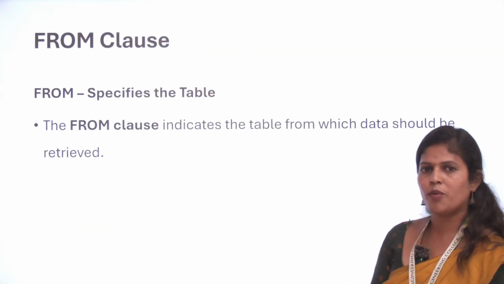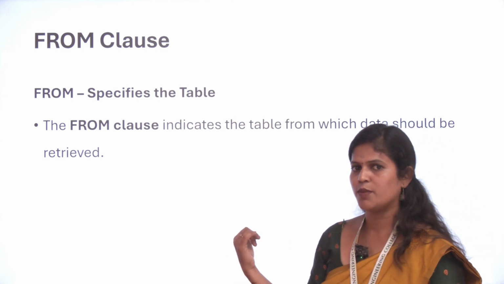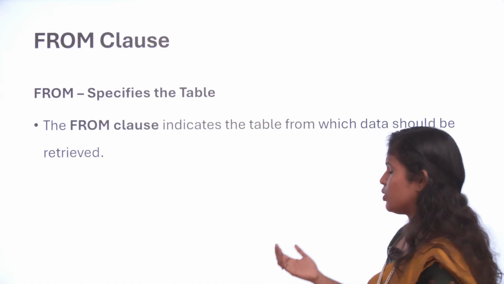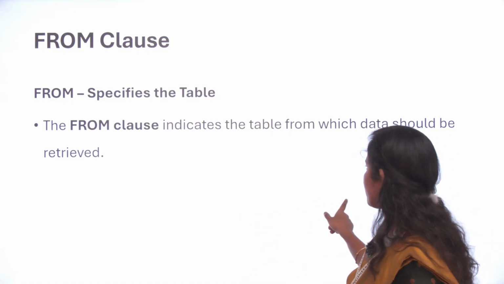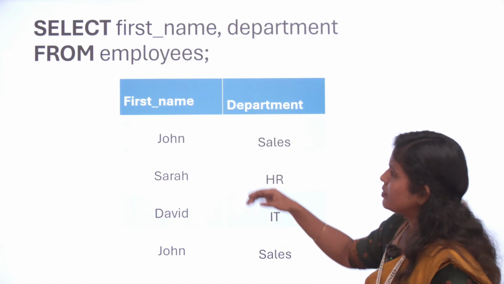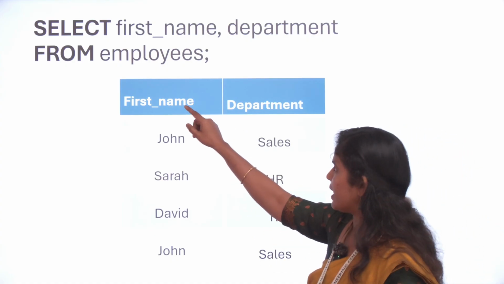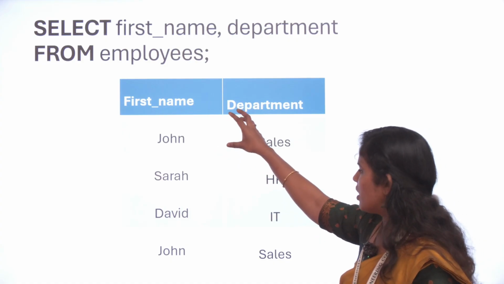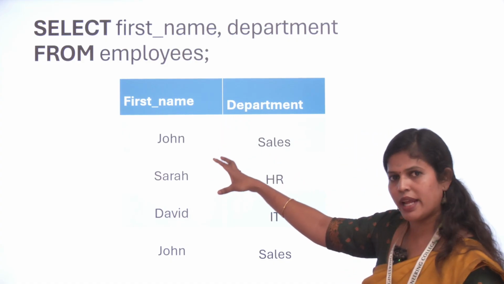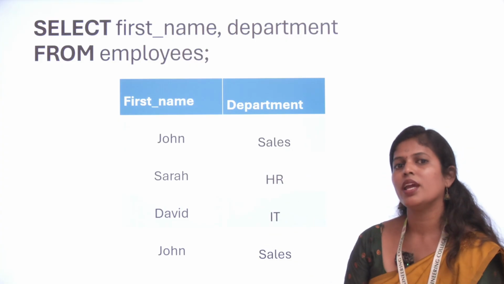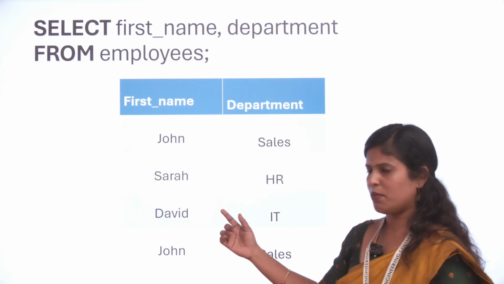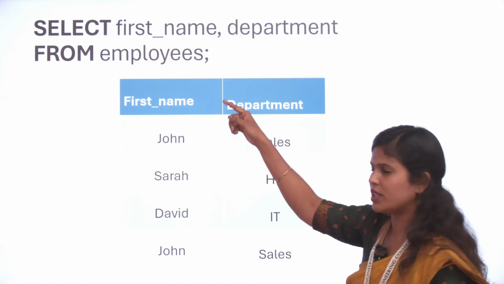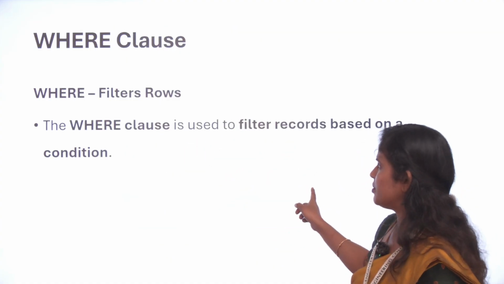Let's see what the FROM clause does. It helps you specify from which table you want to do the operations. This is the example for that: SELECT first_name, department FROM employees. It helps you display the first name and department from the employee table, so it displayed that. This is an example of the FROM clause along with the SELECT statement.